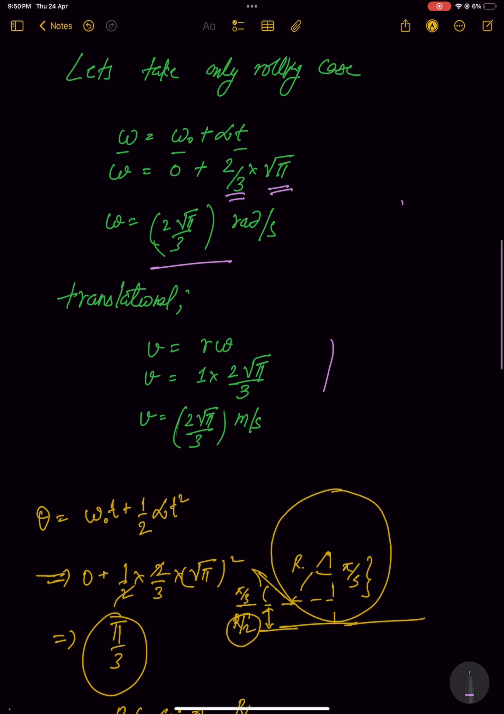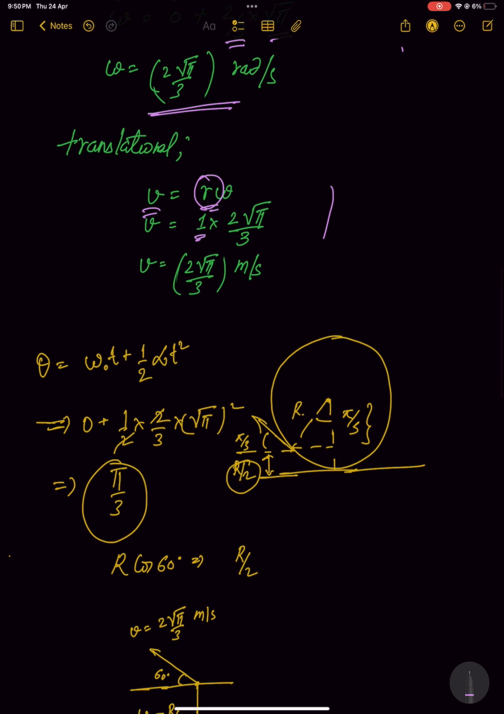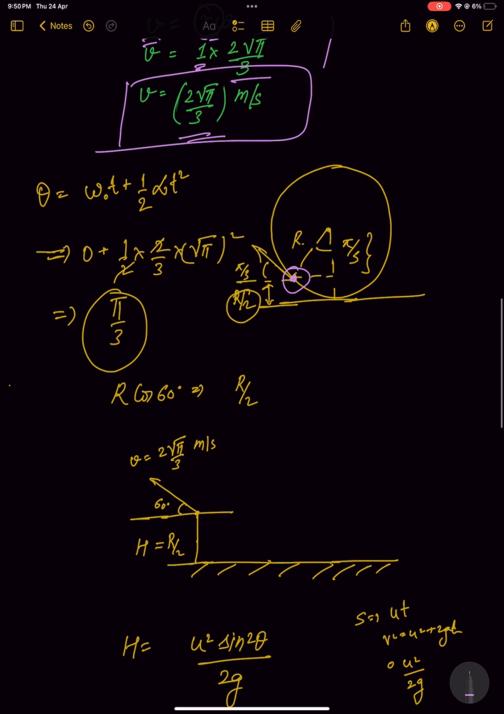So when omega is 2 pi by 3, what is the value of v? v equals r omega, and the value of r is 1 meter. 1 into 2 pi by 3, so v equals 2 pi by 3 meters per second. This is the value of v at this point. Now we have to find out at what theta the stone detaches itself.